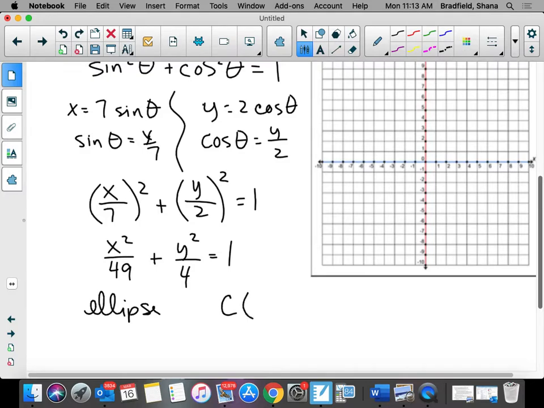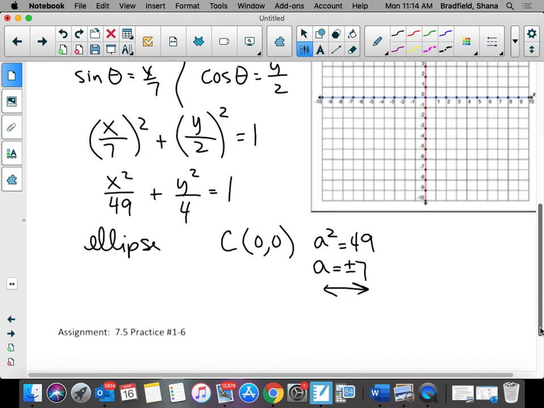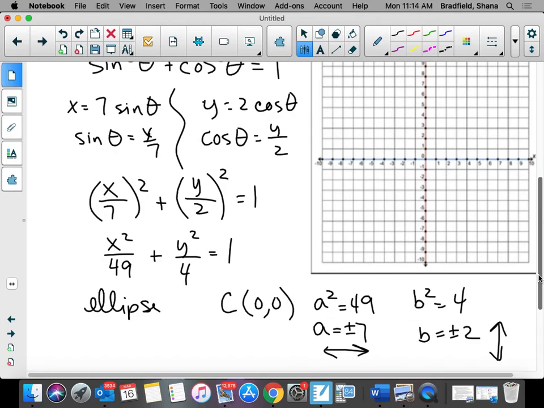So this graph is going to have center of 0, 0. Because it's an ellipse, we know that the largest number is always a squared. So a squared, in this case, is 49. And it's under the x value, which means that a, which is plus or minus 7, is going to go left and right of the center, because the major axis will be parallel with the x-axis there. And then b squared is 4, which b then is plus or minus 2. And so that value is going to go up and down from the center for our minor axis.